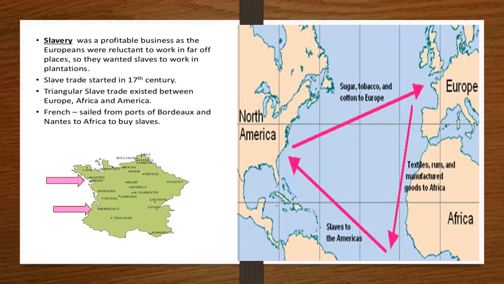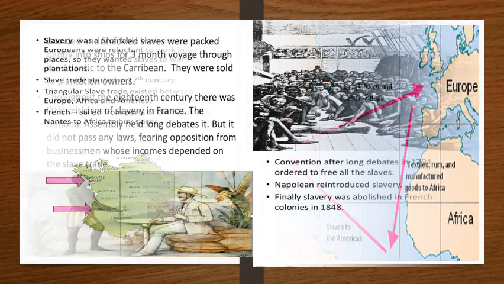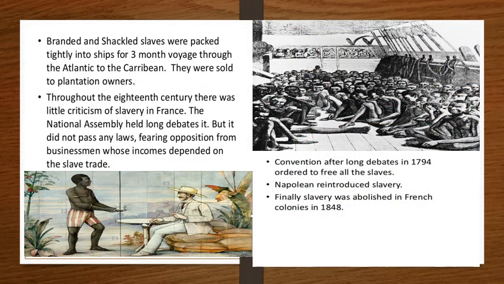French merchants sailed from the ports of Bordeaux or Nantes to the African coast where they bought slaves from local chieftains. Branded and shackled, the slaves were packed tightly into ships for the 3-month-long voyage across the Atlantic to the Caribbean. There they were sold to plantation owners.